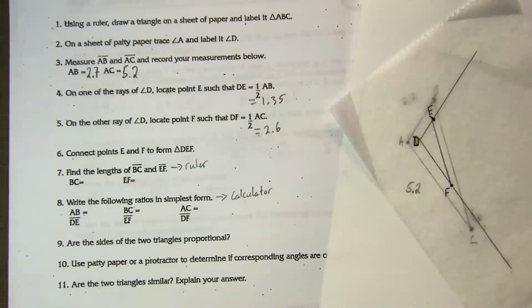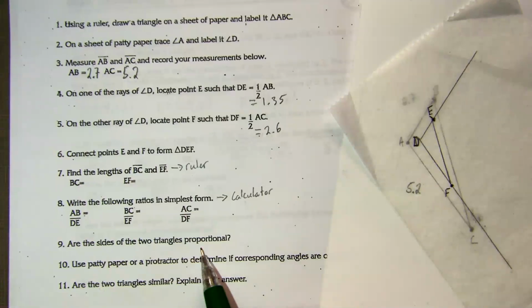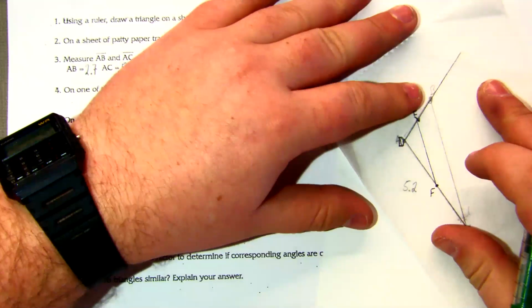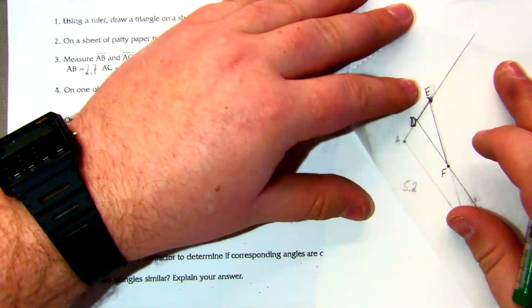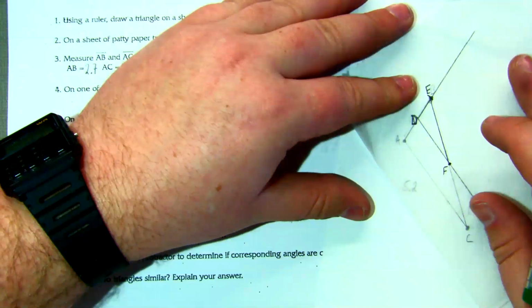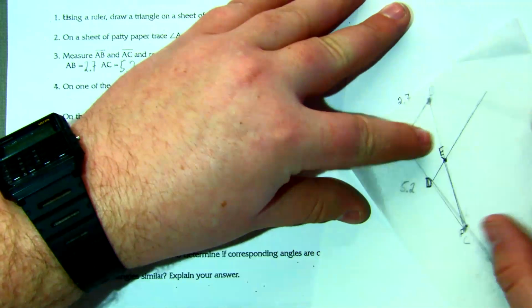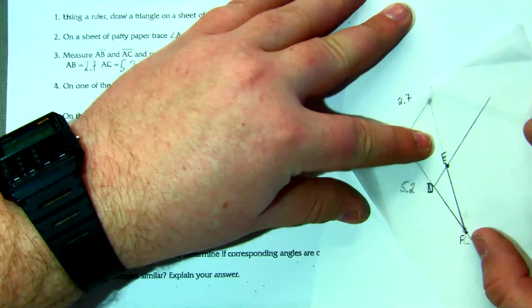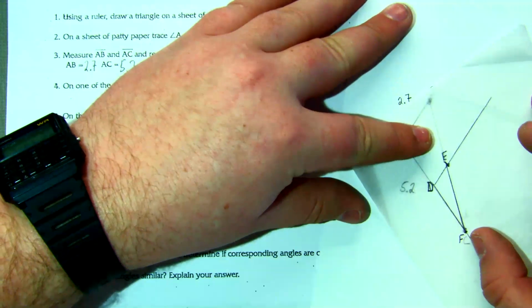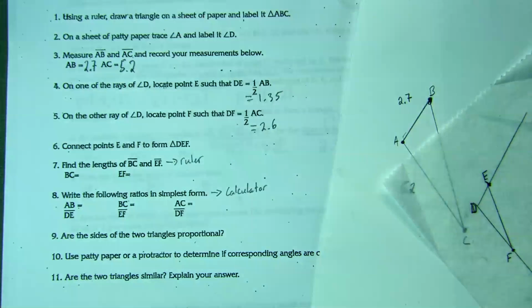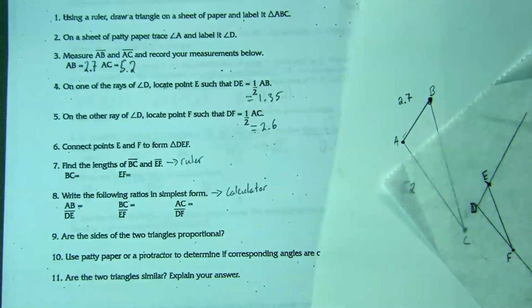After you've found the ratios of sides, we will decide if they're proportional. And then you can use your patty paper to check your angles. You can use that information to answer question 11 down at the bottom.